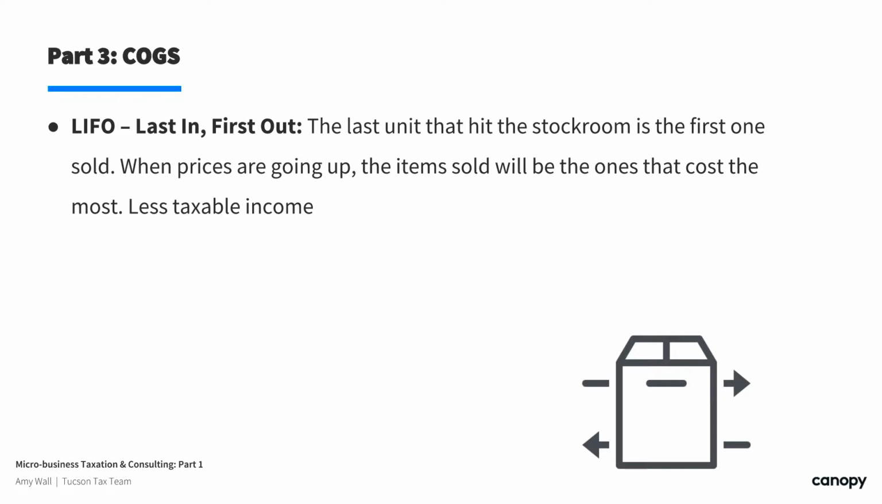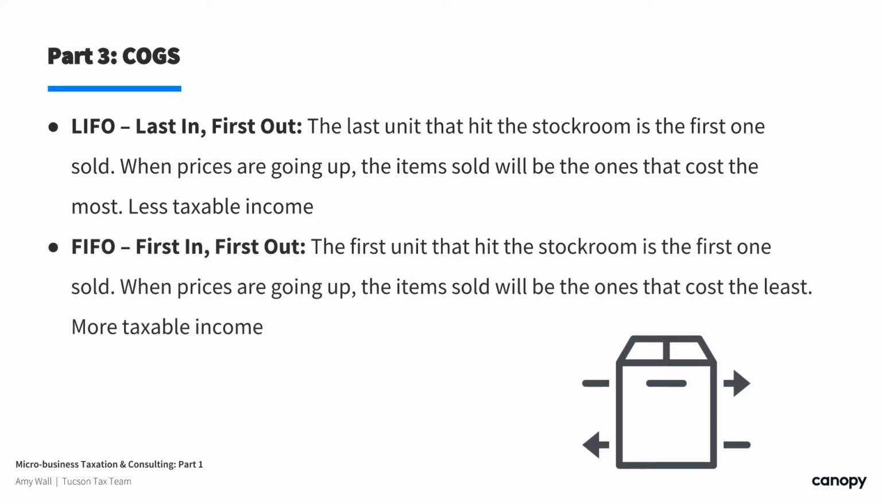Now, FIFO, first in, first out, means the first unit that hit the stockroom, the one way in the back corner there, is the first one that's going to be sold. When prices are going up, the items sold will be the ones that cost the least, and there's more taxable income. So this is a decision that does impact the tax.